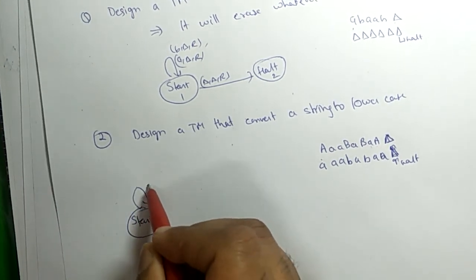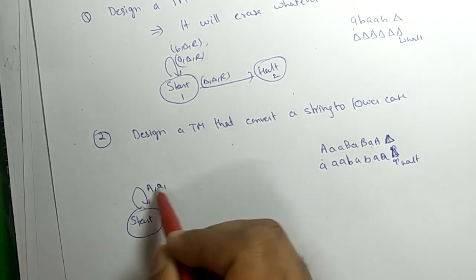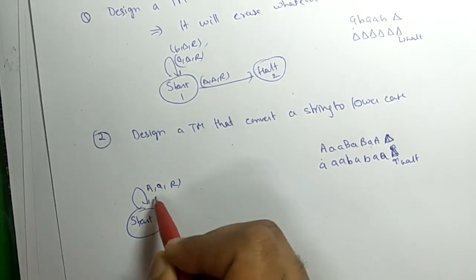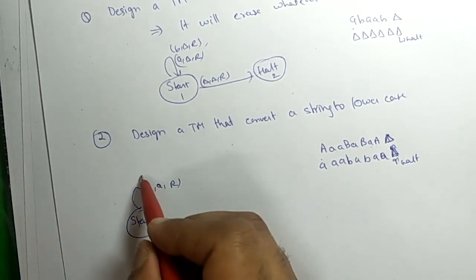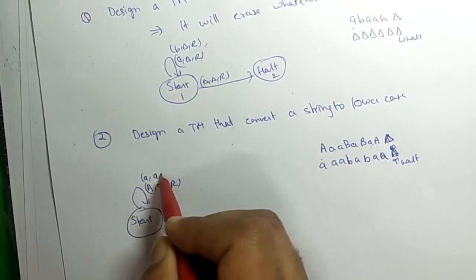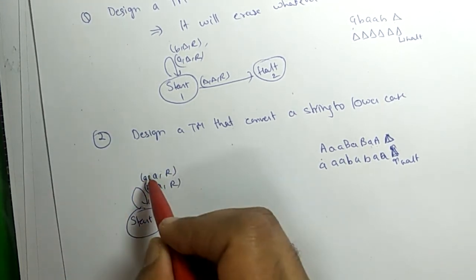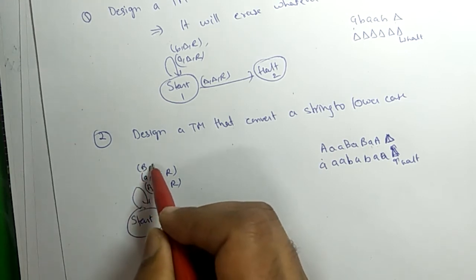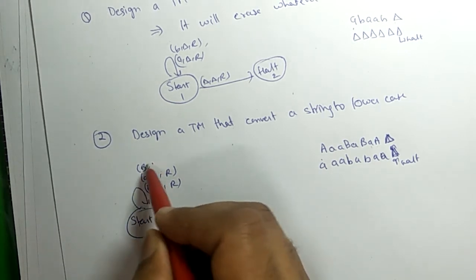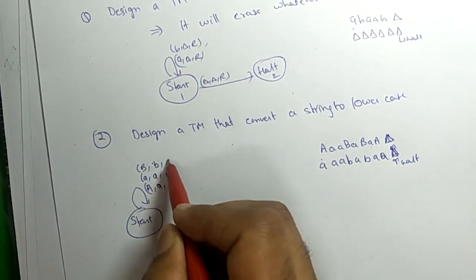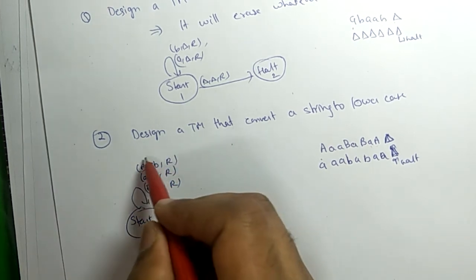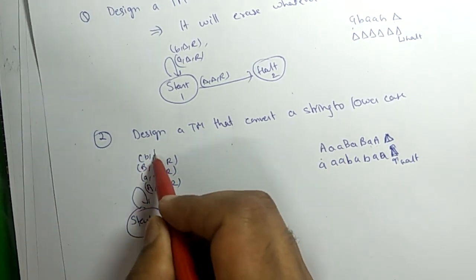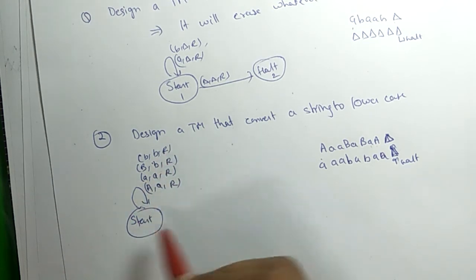If we get capital A, convert this capital A into small a and move to right. If you get small a, leave it small a and move to right. If you get capital B, convert it to small b and move to right. If you get small b, leave it small b and move to right.